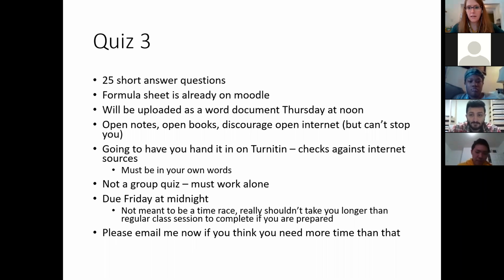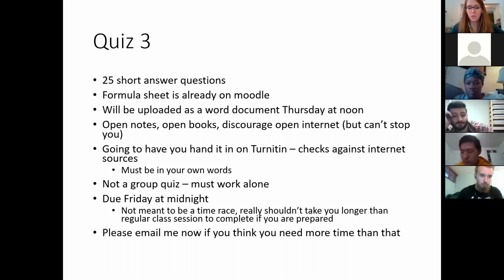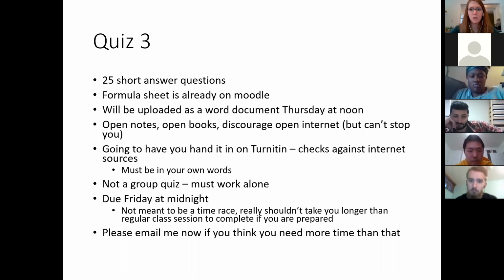So quiz 3, I explained this to you last time, but I want to make sure everyone knows. I've decided it's going to be the same format as your previous quizzes, so 25 short answer questions. The formula sheet is already up on Moodle, so you can take a look at that. Now you have all the formulas in front of you because it's going to be open notes, open book.